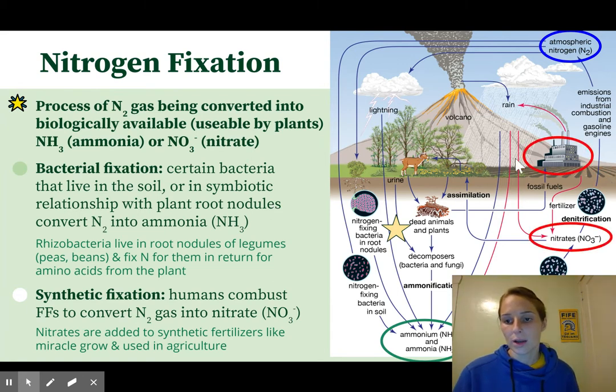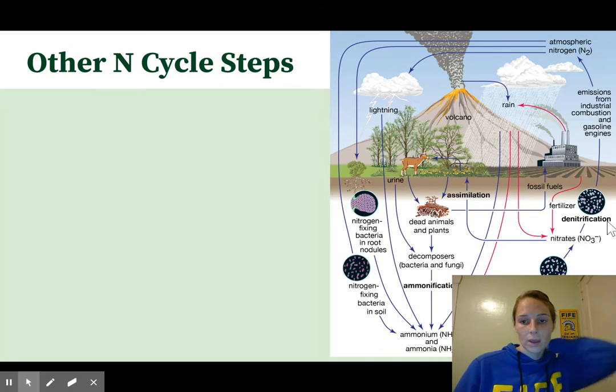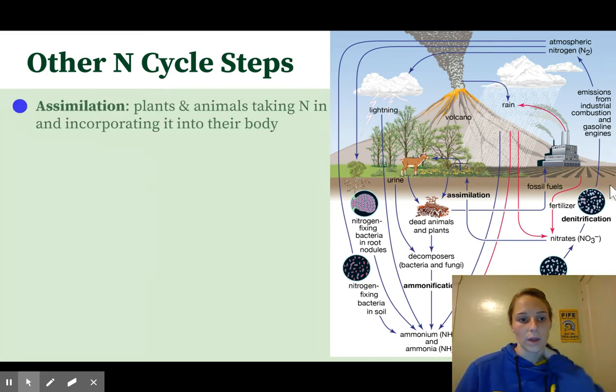So if we look at this diagram here, the red circles are going to represent where combustion is happening. You follow the arrow down to fertilizer, and this is how you're going to get nitrates into the soil through this fertilizer. Now there's a few other nitrogen cycle steps that are also important.